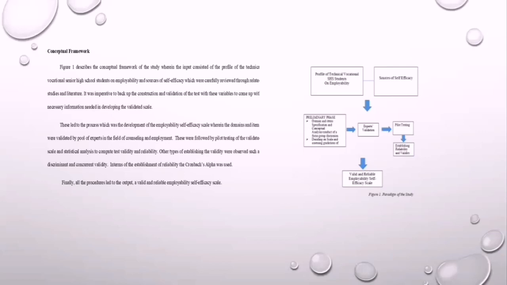These were followed by pilot testing of the validated scale and statistical analysis to compute test validity and reliability. Other types of establishing the validity were observed, such as discriminant and concurrent validity. In terms of the establishment of reliability, Cronbach's alpha was used. Finally, all the procedures led to the output, a valid and reliable employability self-efficacy scale.